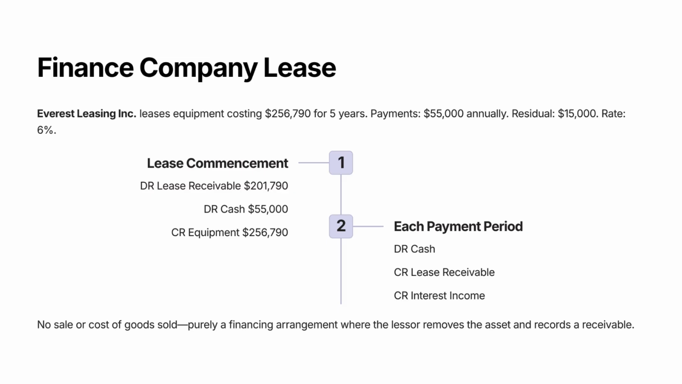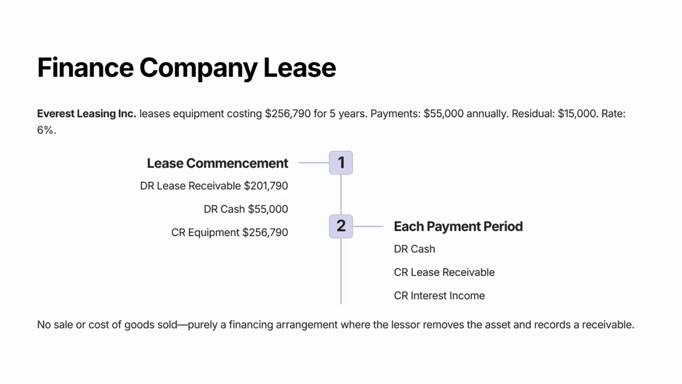2. Finance company leases, not a manufacturer or dealer. When the lessor is a finance company, there's no sale or cost of goods sold, just a financing arrangement. The lessor removes the asset from its books and records a lease receivable. Debit lease receivable, cost minus initial payment. Debit cash for first payment. Credit equipment at cost. Then, over time, debit cash, credit lease receivable, credit interest income.